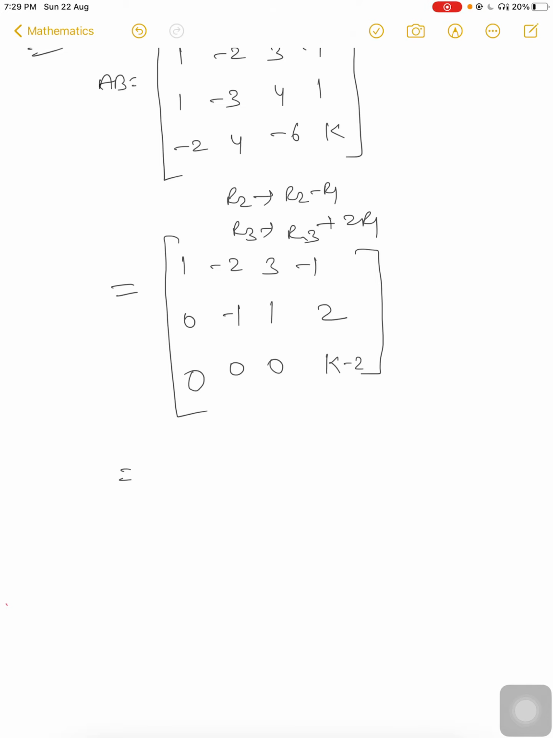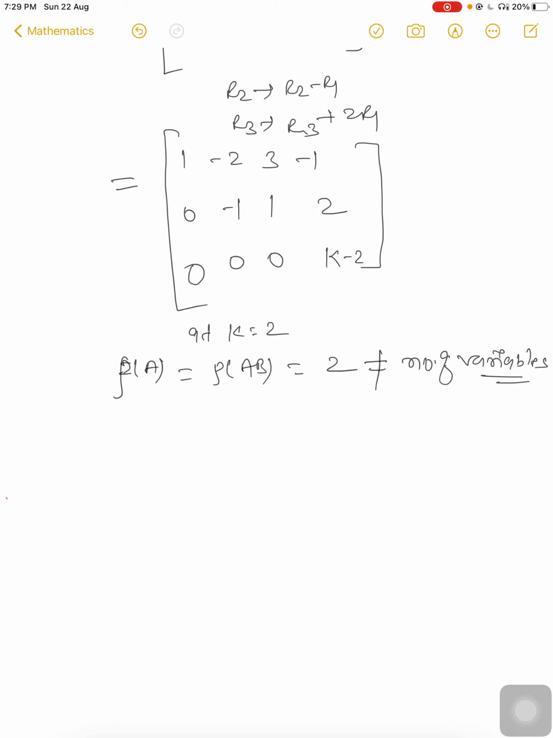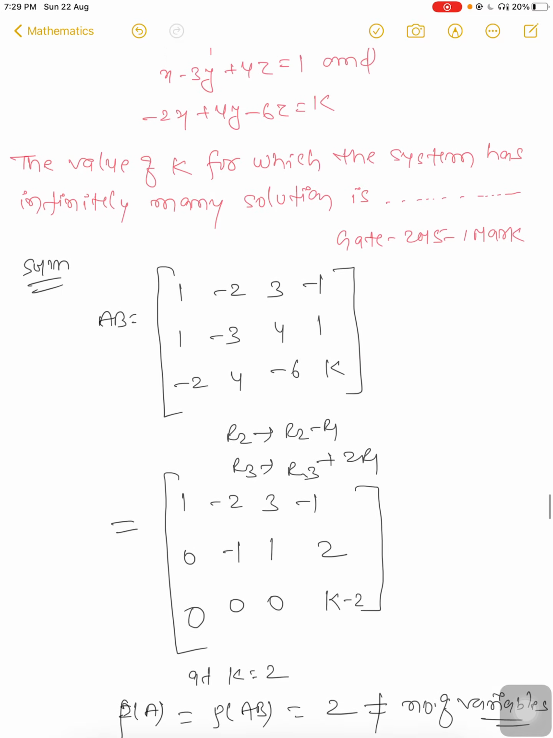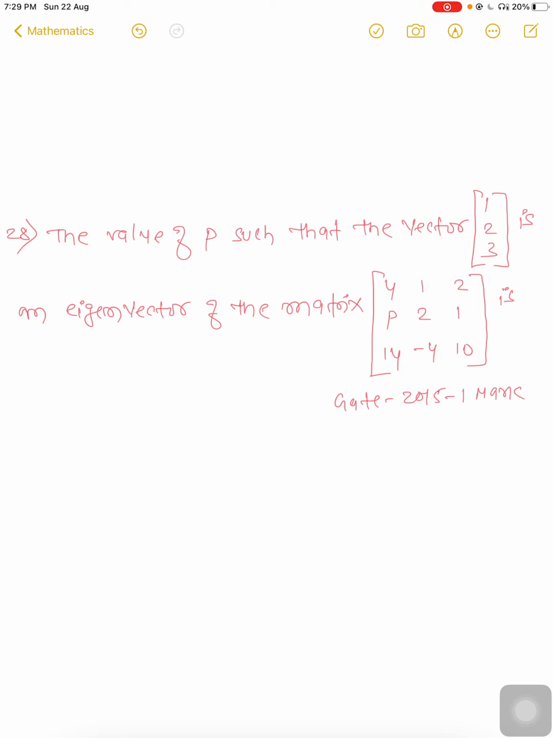Okay, then check it. See, if k is equal to 2, then it will be the 0. Then rank of A, k is equal to 2, rank of A is equal to rank of AB, it will be the 2, which is not equal to number of variables, then it will be the infinity solution and many solution, where k is equal to 2. Now comes to next question.